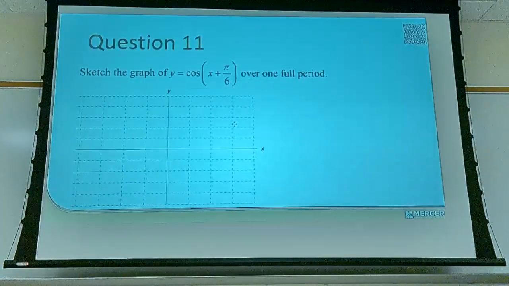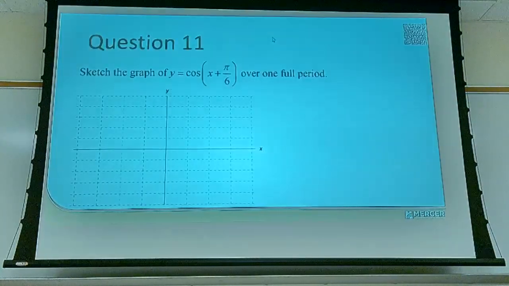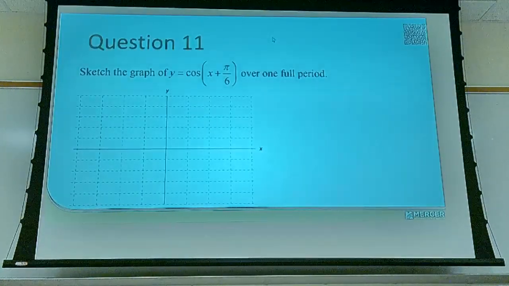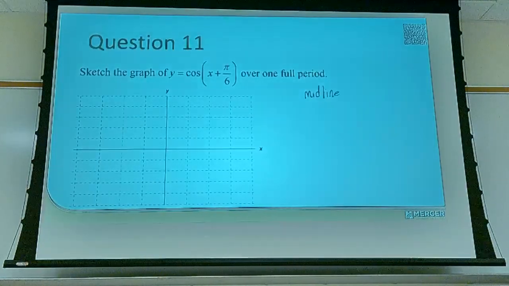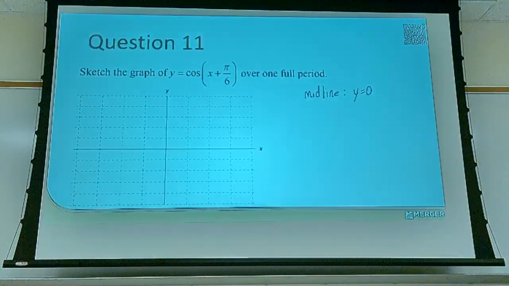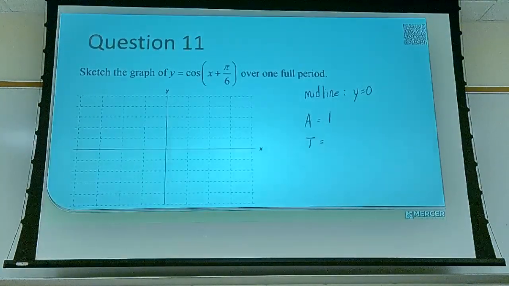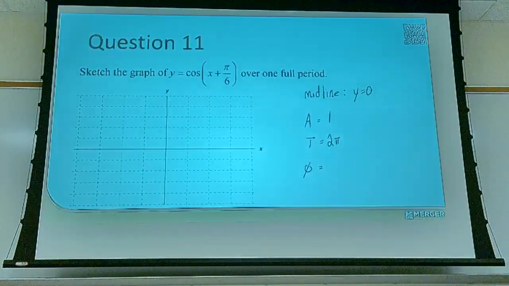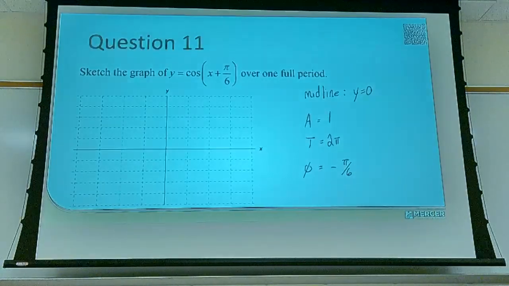Cosine of x plus pi over 6. This one will be rough. What is our midline? Midline is going to be 0. The amplitude is going to be 1. The period is going to be 2 pi. And the phase shift is going to be negative pi over 6. So it's going to be moving to the left.